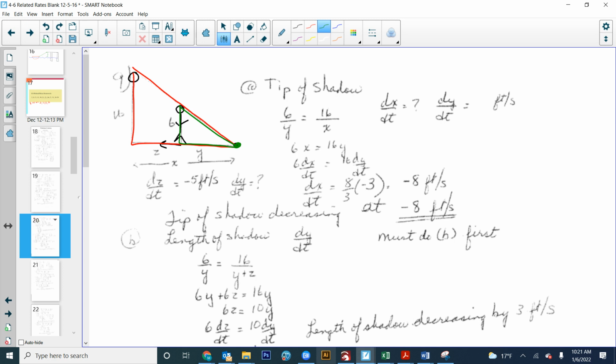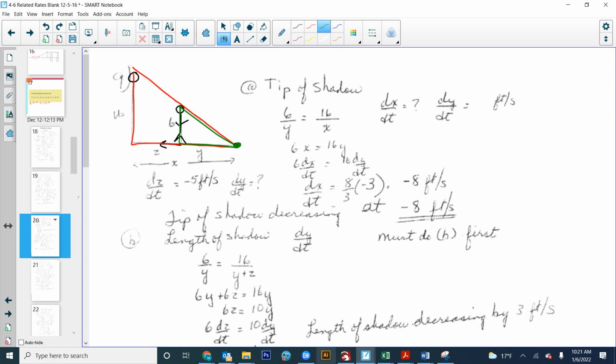Similar triangles, and therefore a ratio between the triangles is the best option here, okay? If they're asking us to find the rate at which the tip of the shadow is changing, do we all agree that's dx dt? It's not dy dt. What is dy dt finding?